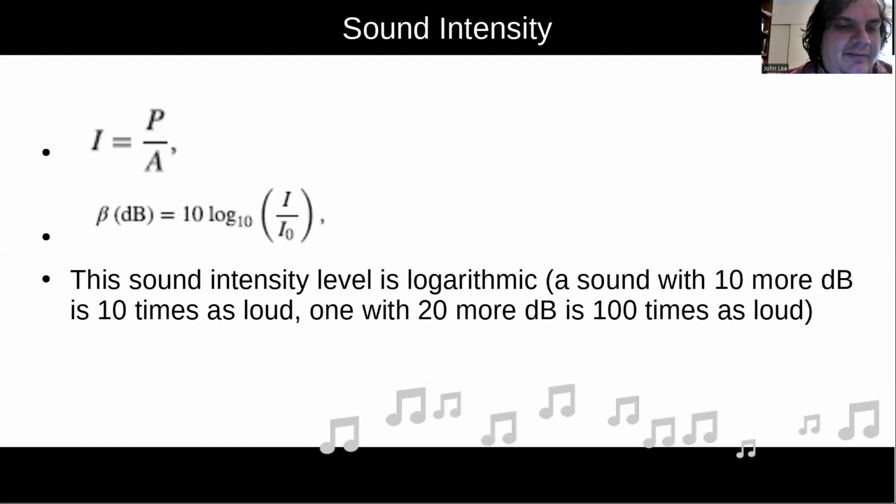And then you also have beta, in units of decibels, which is equal to 10 log base 10 of intensity over an initial intensity. So for this intensity level, these decibels, I naught is the lowest intensity that we are capable of hearing, and it's about 10 to the negative 12 watts per meter squared.